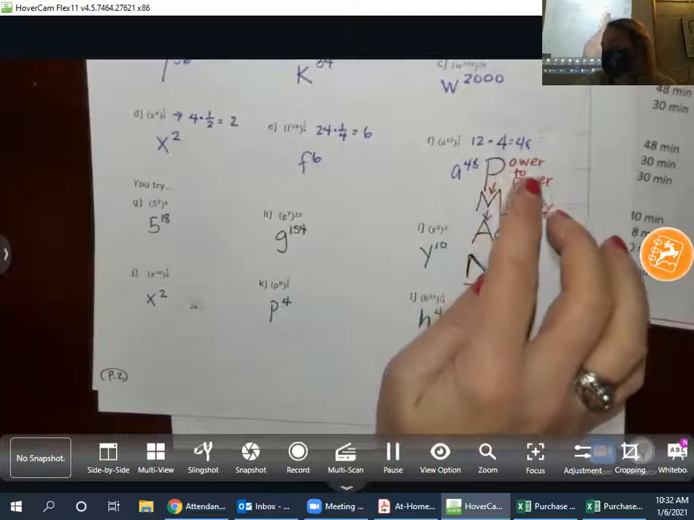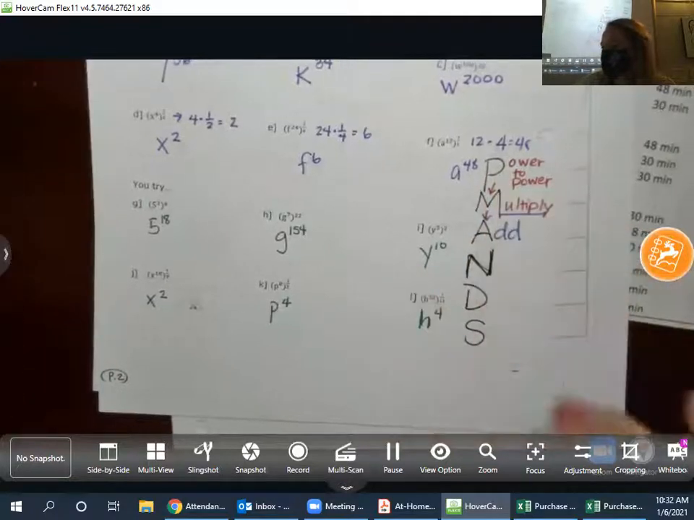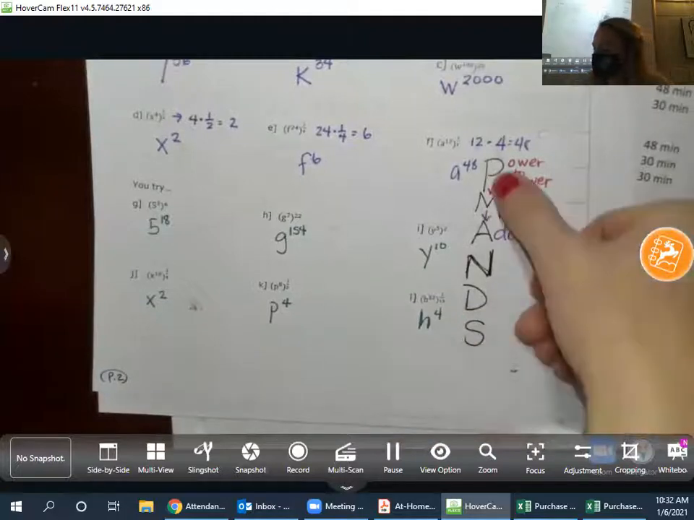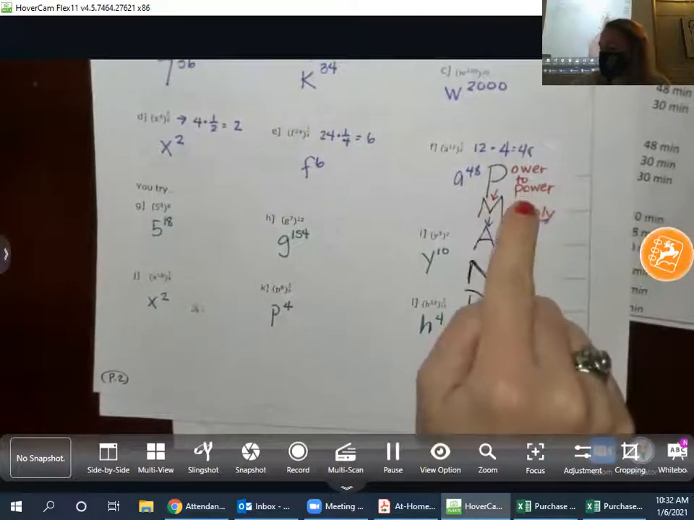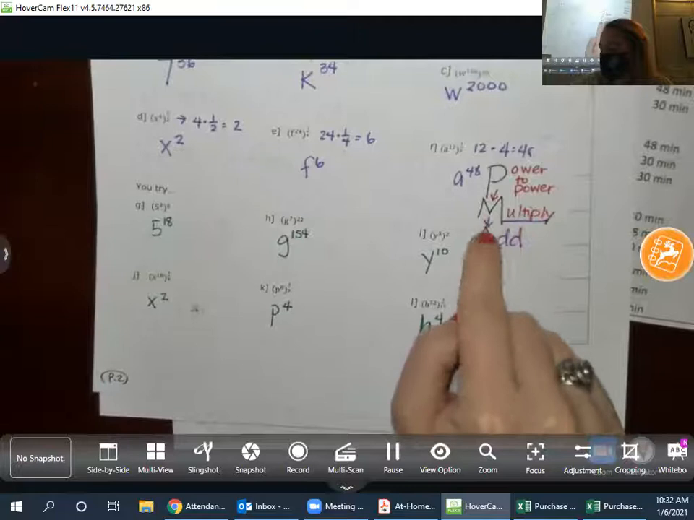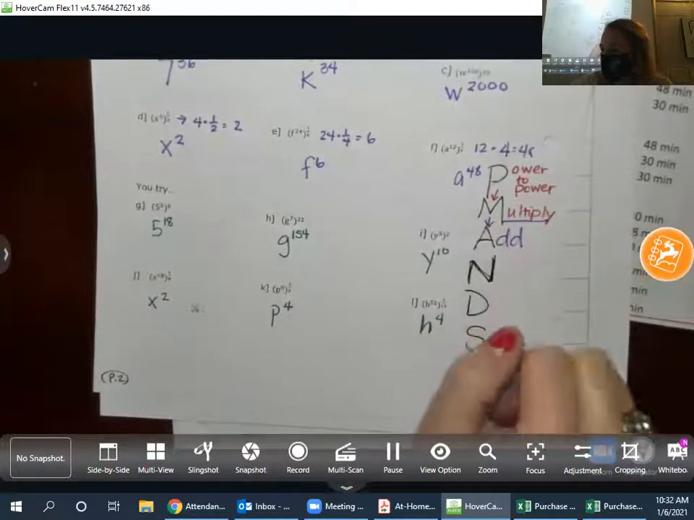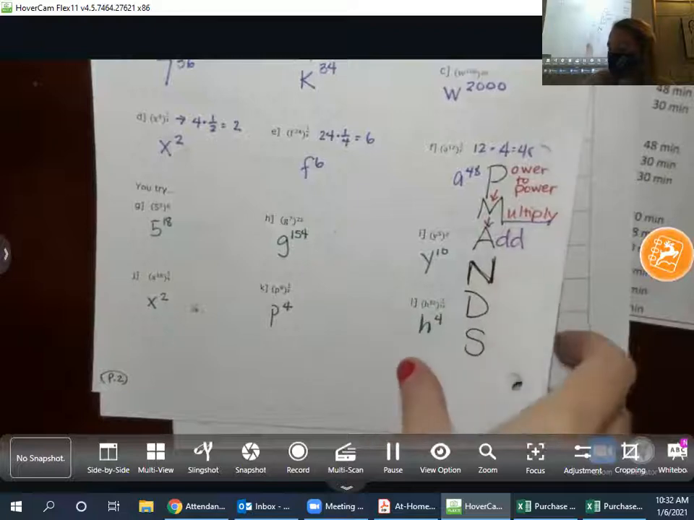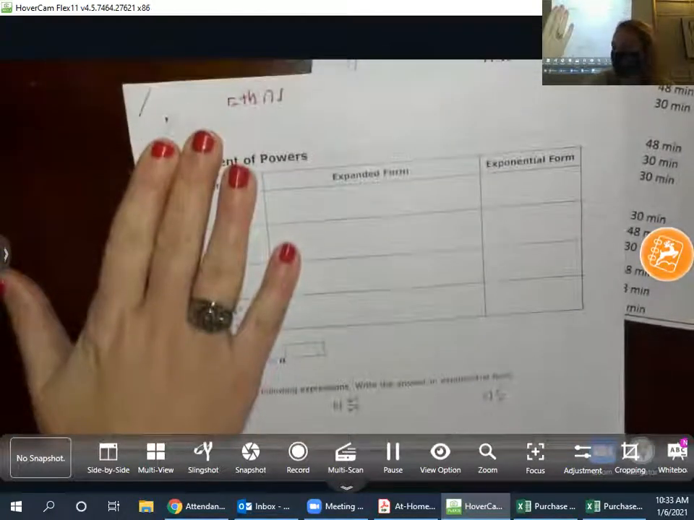There was an acrostic I taught you yesterday, P-Man, and I said I like to add the DS to the end. P stands for power to power. You multiply. When you multiply, you add. Those are the 2 rules we covered yesterday. Today we're going to cover the rest. We're going to start with quotient of powers.